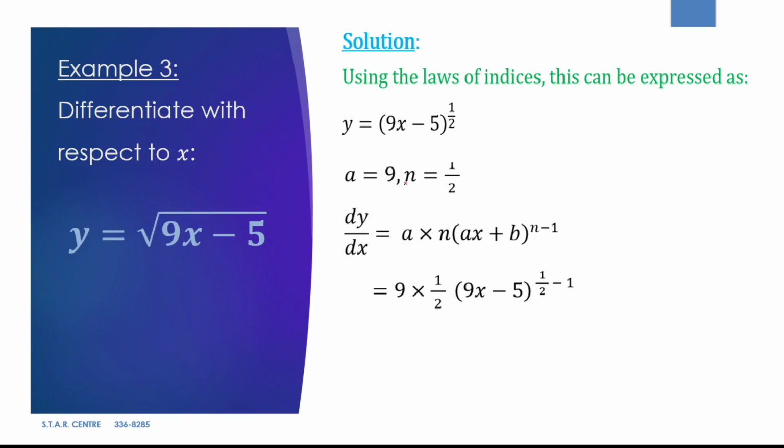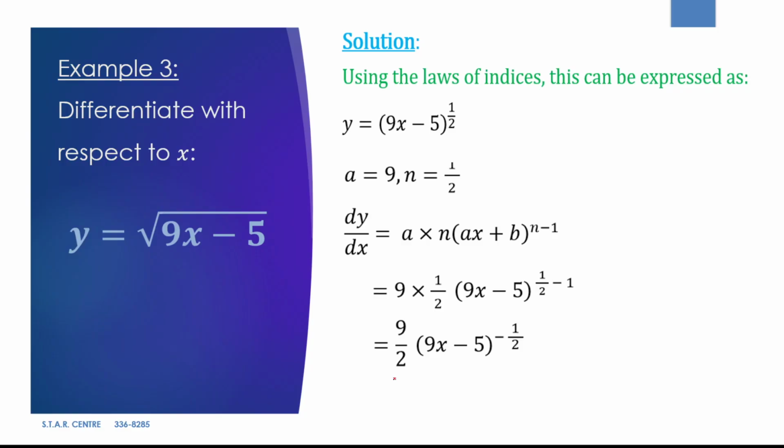So identifying the values of a and n, we have a is equal to 9 and n would be a half. So dy dx, substituting our values, a would be 9, n is a half, again a in our brackets, ax plus b is whatever we have written in brackets here, which is 9x minus 5, and then we are subtracting 1 from the power, so I have a half minus 1. And simplifying further, we would have 9 multiplied by a half will give us 9 over 2.